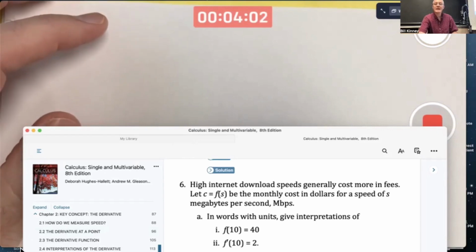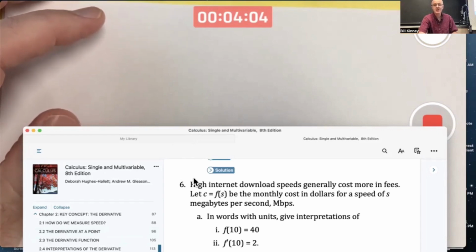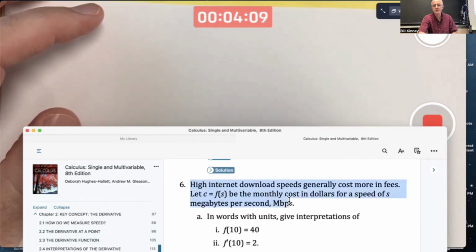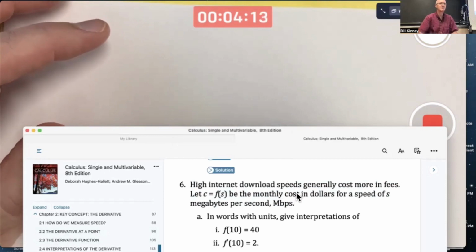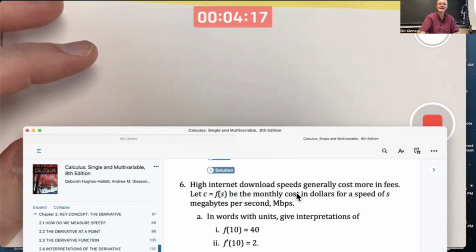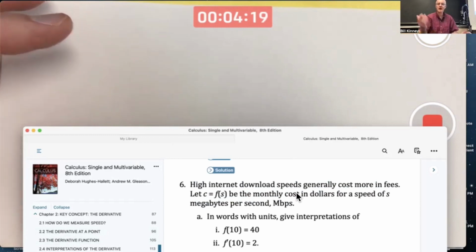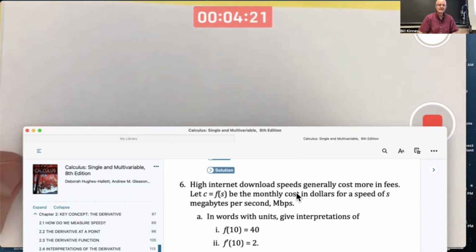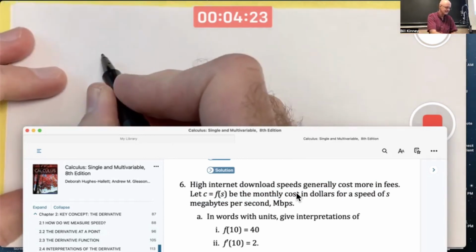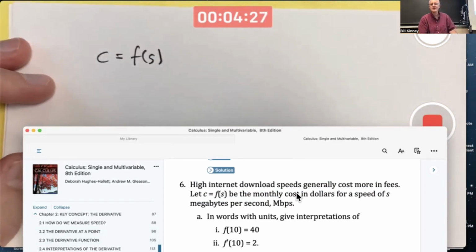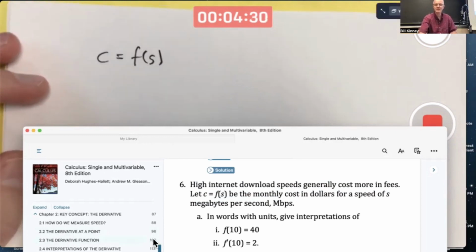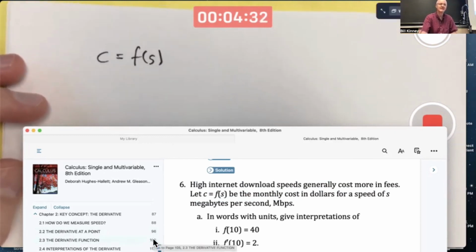Let's start today by looking at number 6 from section 2.4. It's another verbal description problem where you have to understand how to interpret the derivative in this context. Number 6 says high-speed internet download speeds generally cost more. C equals f of s is some function that gives you the monthly cost in dollars for speed s in megabytes per second.